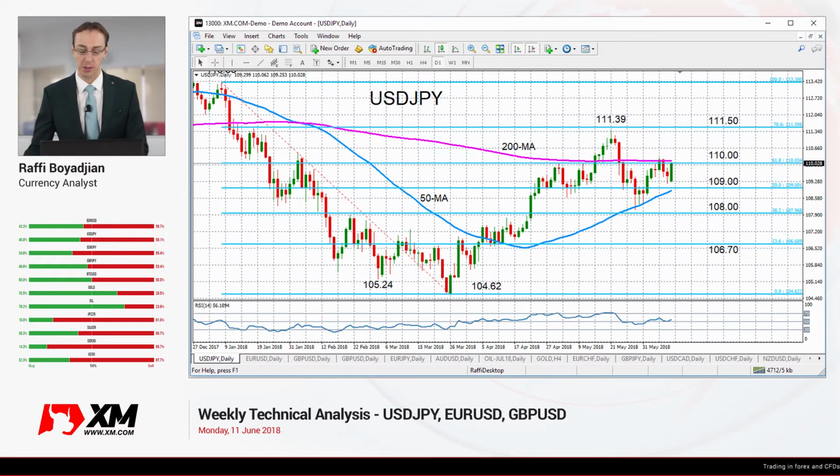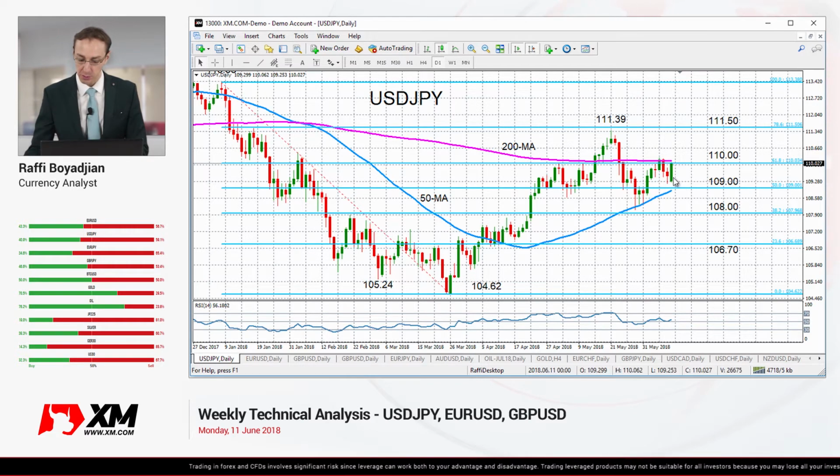The pairs we're going to be looking at for this week are the dollar yen, the euro dollar, and the pound dollar pairs. Then we're going to start first with the dollar yen. We can see that the pair is looking rather bullish in the short term. Prices are sharply up from Friday, and we can see the RSI is pointing upwards.